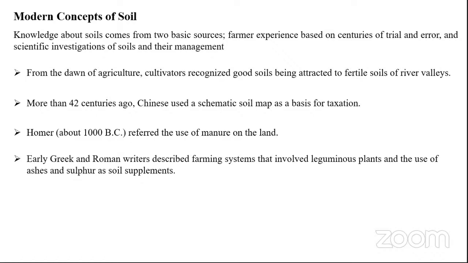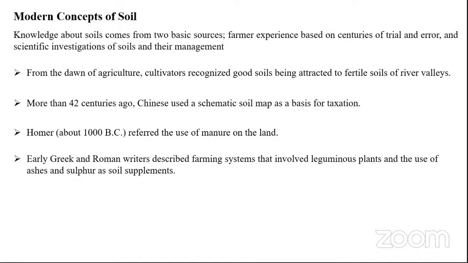And Homer referred to the use of manure. He is the first person, around 1000 BC, who used manure on the land. He applied manures to the plant. And early Greek and Roman writers described scientific farming systems involving leguminous plants and the use of ashes and sulfur as soil supplements.